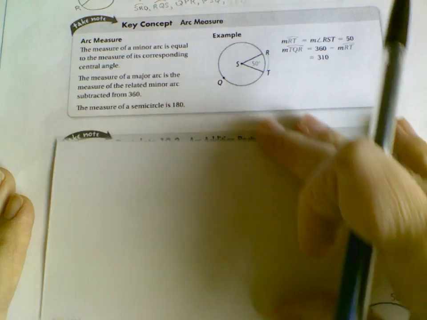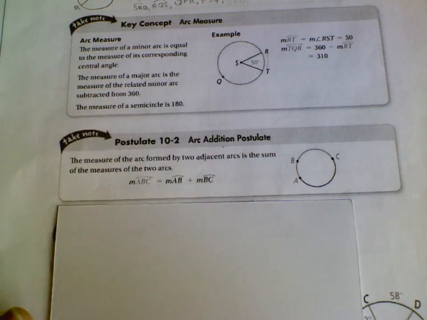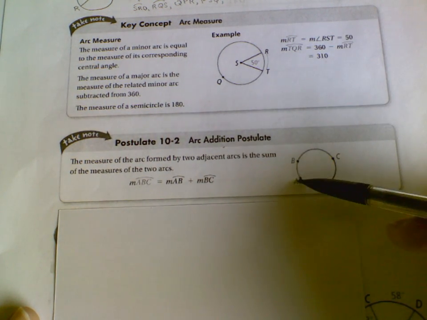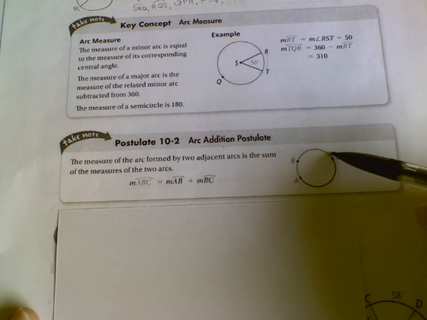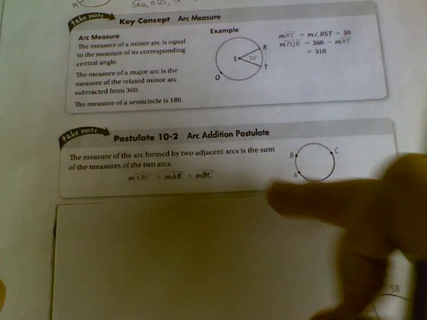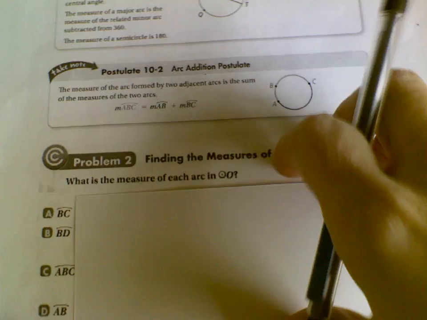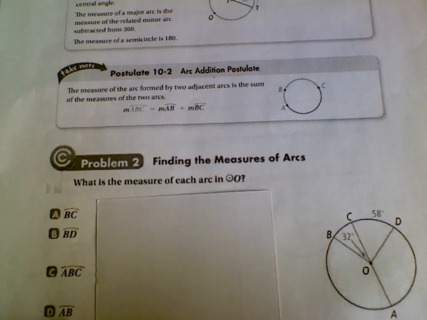The other theorem that's in here is arc addition postulate, which just says if you have 2 adjacent arcs, you can add those 2 together and get one big major arc. So we're going to find some measures of some arcs using this circle.